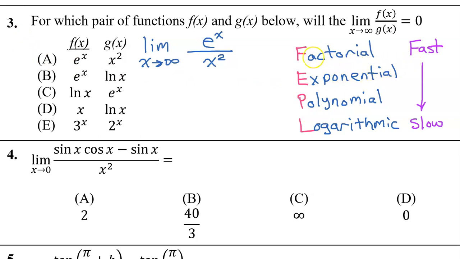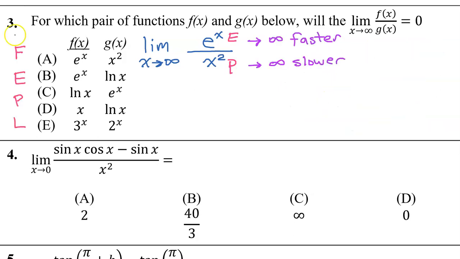Specifically, FEPL ranks the various types of functions in order from fastest growing to slowest growing. So looking at the expression that is first, e to the x power over x squared, we see that we have an exponential expression in the numerator. And then we have a polynomial expression in the denominator. However, according to FEPL, exponential expressions grow faster than polynomials.